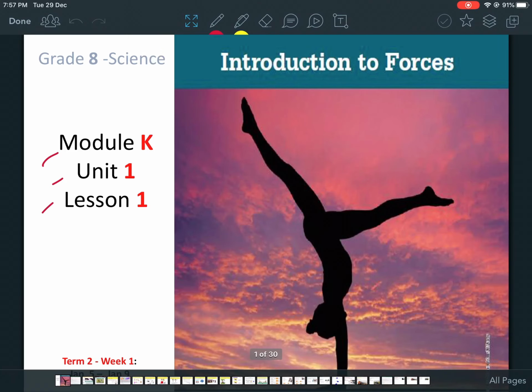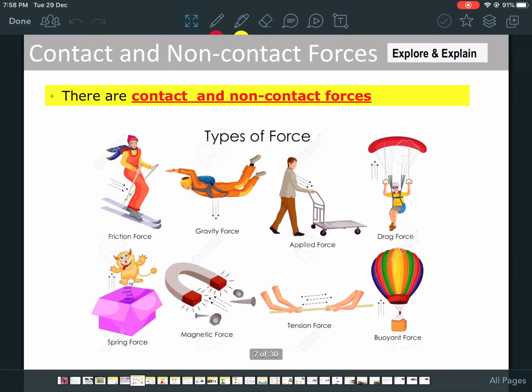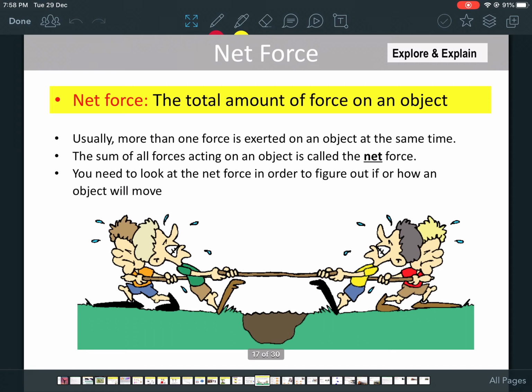Good morning, everyone. So, we're continuing our lesson of Introduction to Forces. We have talked about contact and non-contact forces. We discussed the difference between speed and velocity. And now we're talking about net forces. Today, we're going to talk about what a net force is and how to calculate a net force.